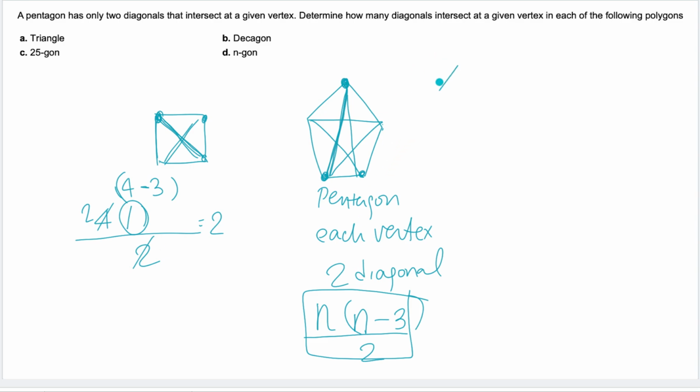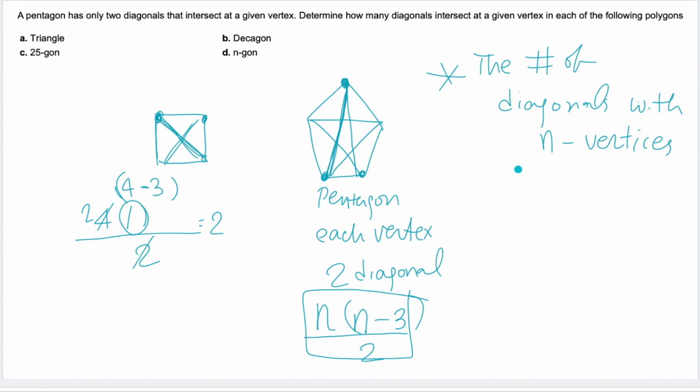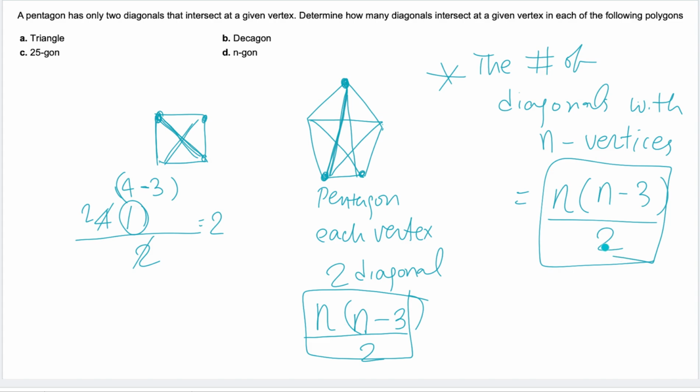Okay, so here's a generalization. Diagonals in a polygon. Write this down. The number of diagonals in a polygon with n sides or n vertices is n times n minus 3, divided by 2. Okay, remember that. We can easily find the number of diagonals here.